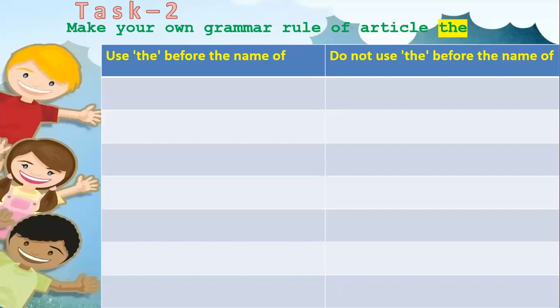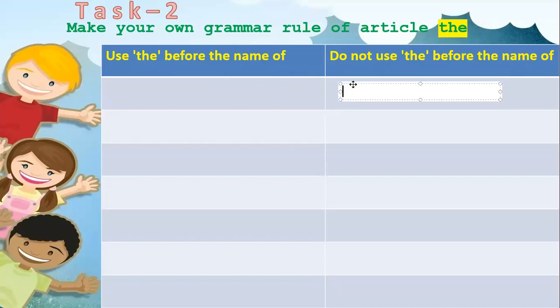The next task is to draw a table in your copybook. On one side you write "use the before the name of", and on the other side "do not use the before the name of". On the basis of the text we just read, you have to make a grammar rule. For example, I'll give you one example.